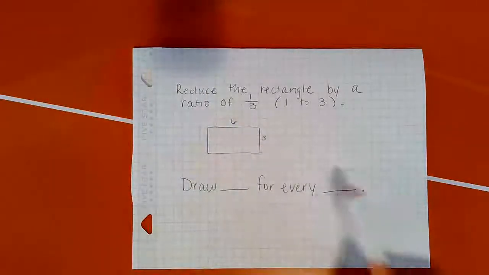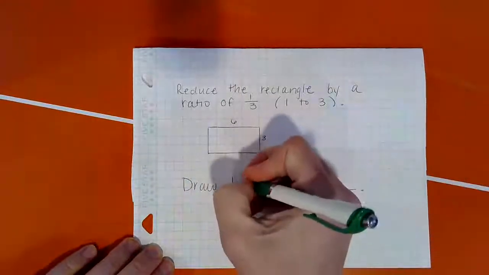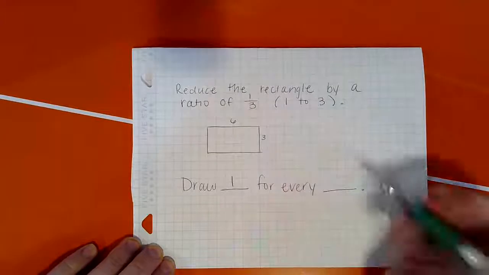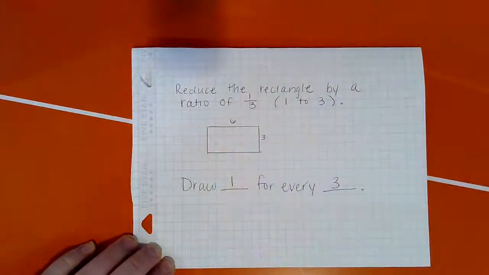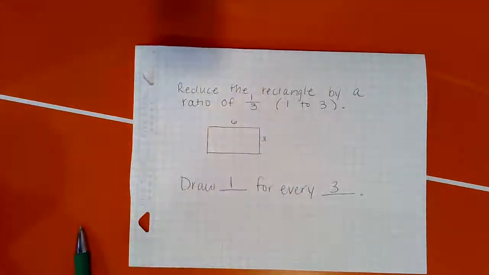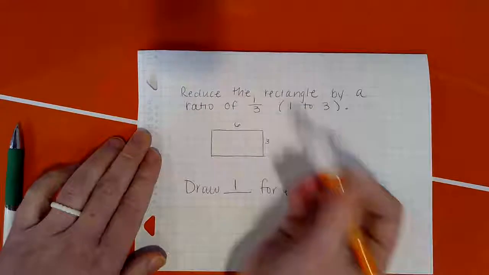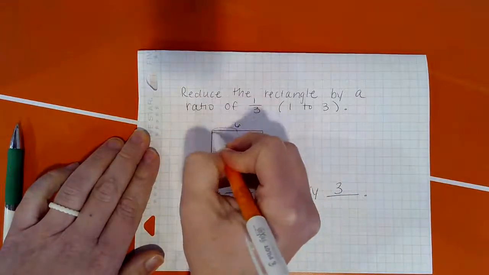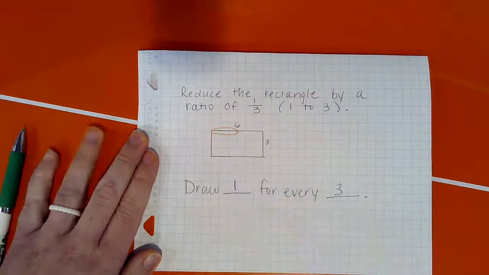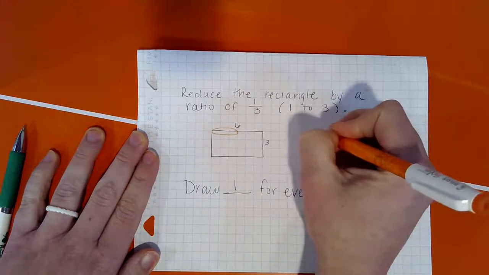All right, so I'm going to fill this in. Draw, the first number I see is 1. Draw 1 for every 3. So for every 3 units I see, if I circle a group of 3 units, I see a group of 3 right here. It says draw 1 for every group of 3. So I found a group of 3. I'm going to turn that into a group of 1.